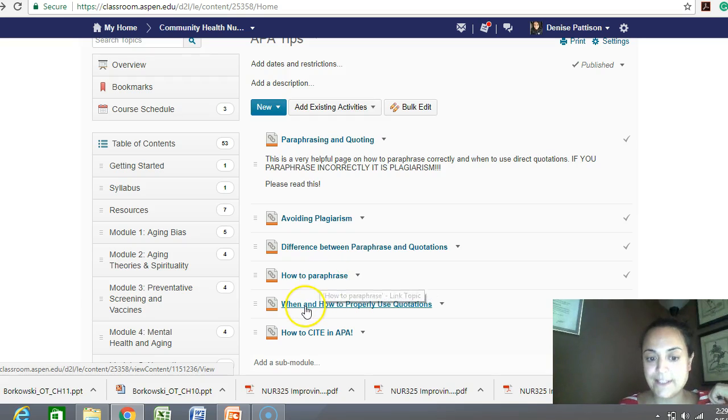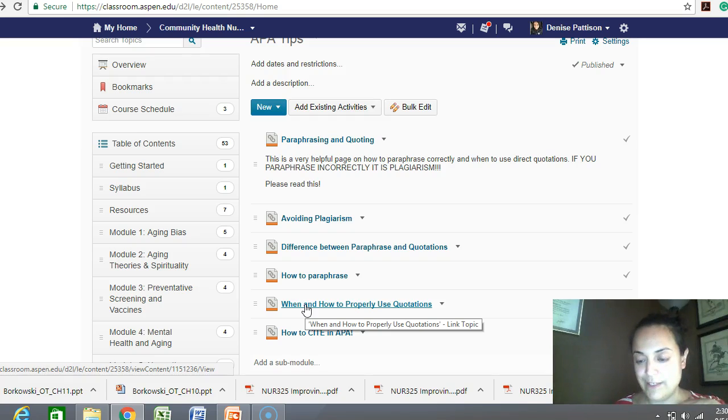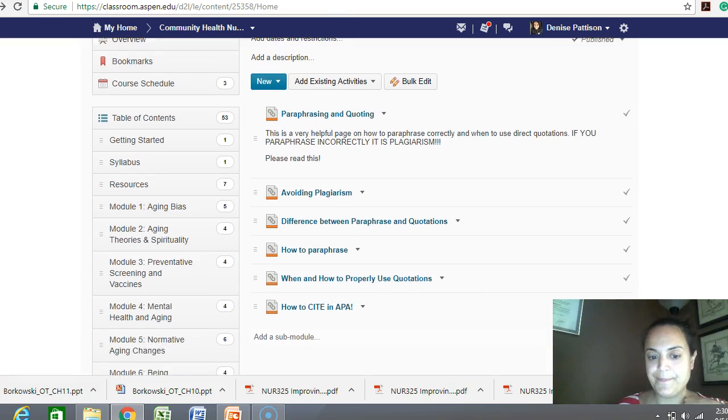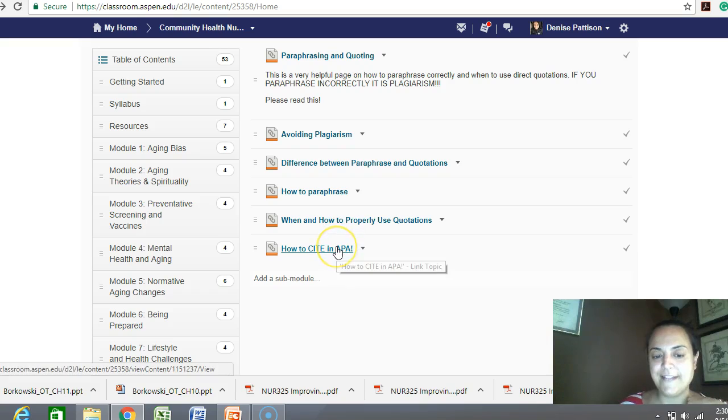This one's really important. When and how to properly use quotations, because there's nothing worse than you read a paper and quotations are just dropped randomly and not integrated into the paper properly. And then how to cite in APA, because that is my biggest pet peeve.